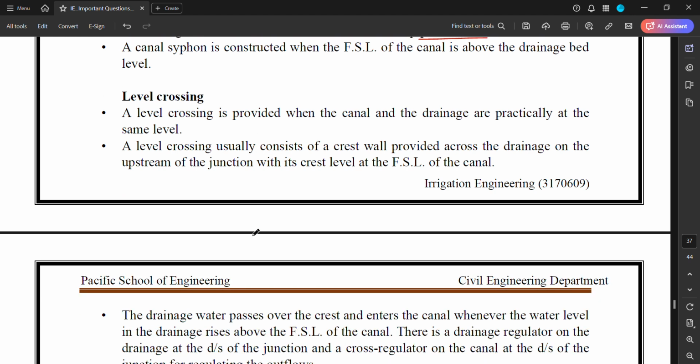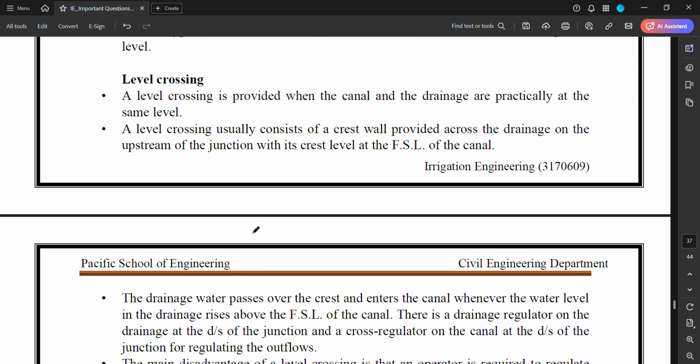Next is the level crossing. A level crossing is provided when the canal and the drainage are practically at the same level. A level crossing usually consists of a crest wall provided across the drainage, upstream of the junction, with a crest level at the full supply level of the canal.